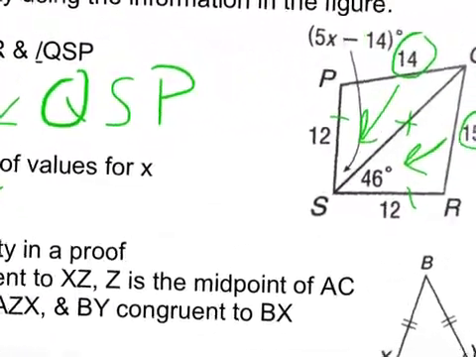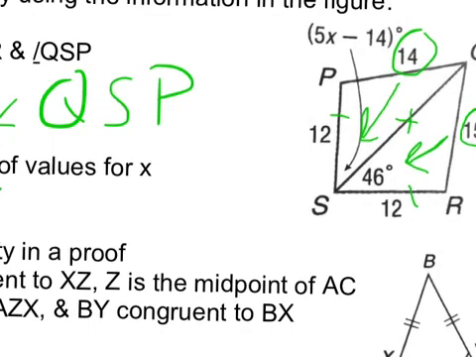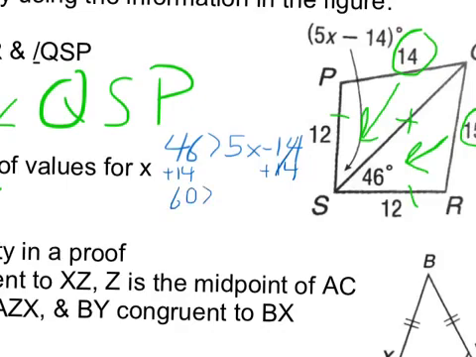Let's go over here, and I'll just do it in blue real quick. So, yeah, 46 is bigger than 5x minus 14. That's just substituting into the inequality we got up here. Add 14 to both sides. Cancels out. I get 60. And then I divide both sides by 5. And I get that x has got to be less than 12.